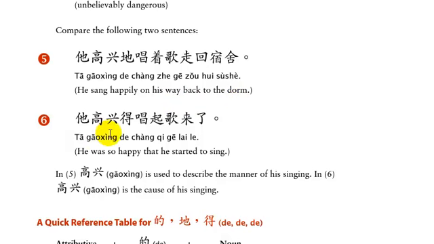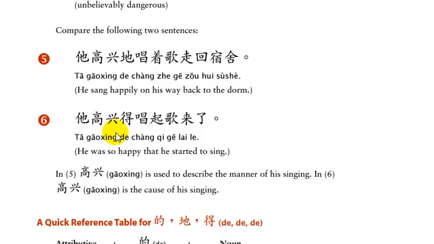他高兴地唱起歌来. Okay, so in number 5, 高兴 is used to describe the manner of his singing. He sings happily. 他高兴地唱. He's singing, but he isn't singing sadly. He's singing happily. So it's about his singing. Okay, but in 6, 高兴 is the cause of something. We don't know why he's happy, but he's happy. Okay, and he's so happy that he's going to start singing. Okay, so the singing is the result of his happiness, not the cause of it.